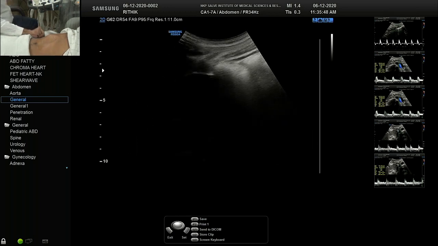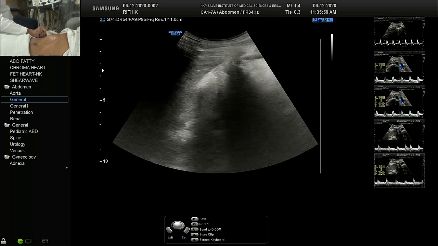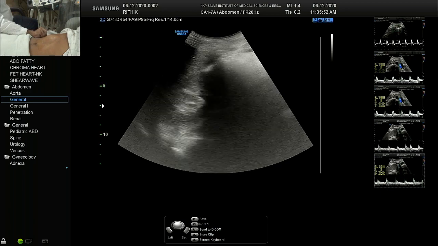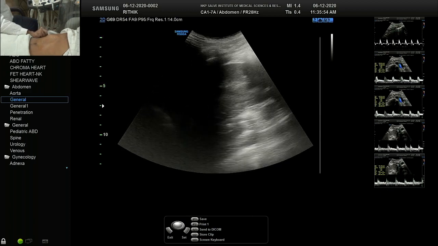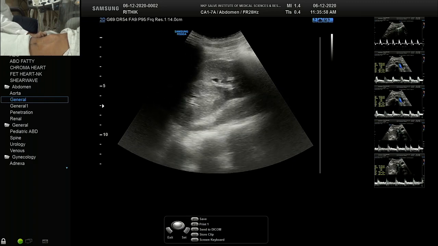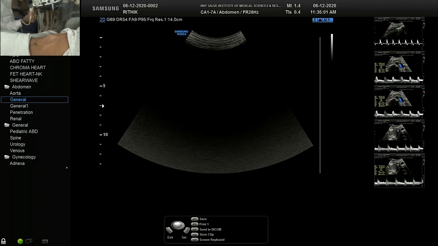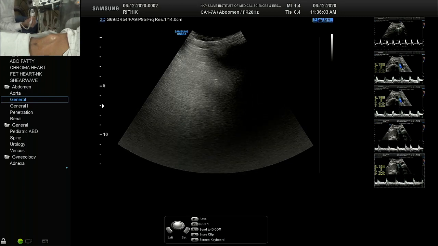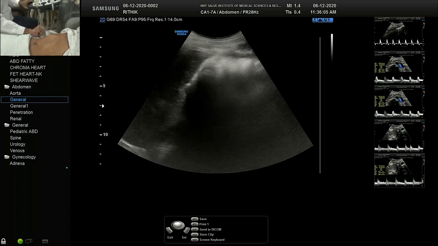For the hilum, any views are good views. First adjust the B-mode settings. You don't need to suspend respiration when you see a renal artery at origin, but for hilum and segmental you need that.